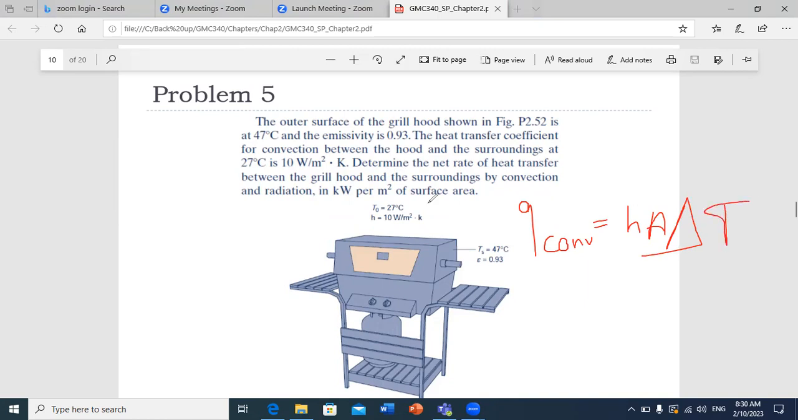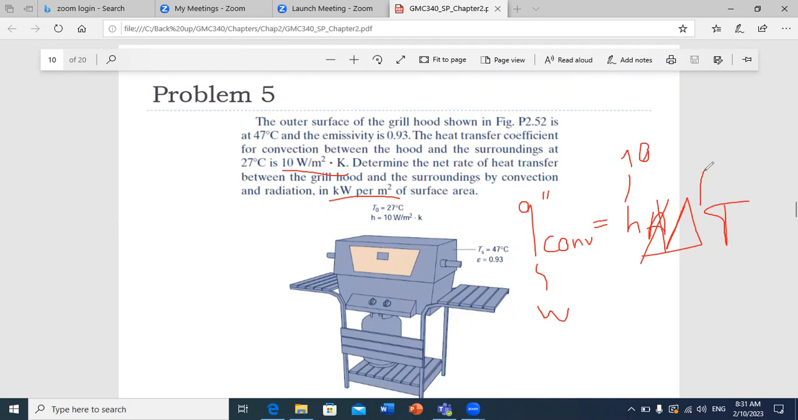Now, they want the result in kilowatt per meter square. Because they want it per unit area, you don't multiply by A. So they are asking for Q double prime. Okay, and since we want it in kilowatt, we should pay attention to units. So first we can find it in watt, then we divide by 10 to the power 3. To get it in watt, they already gave us the convective coefficient in watt per meter square Kelvin, so we just have to replace H by 10.